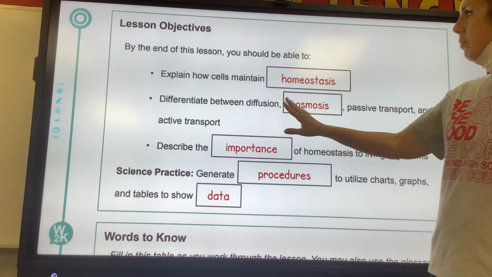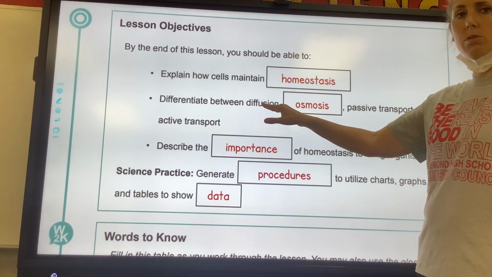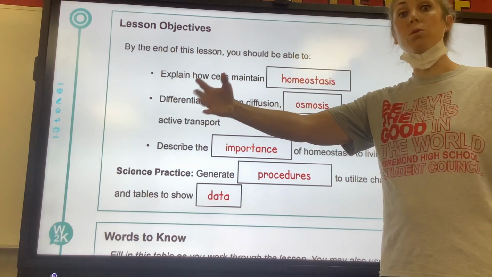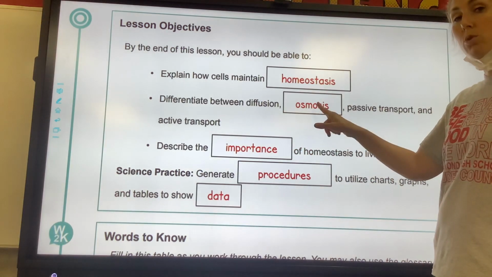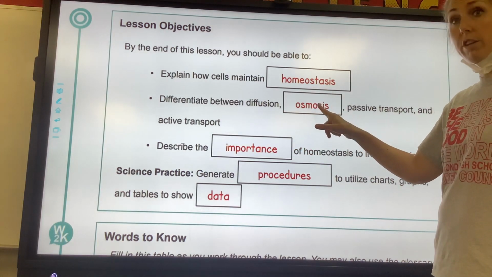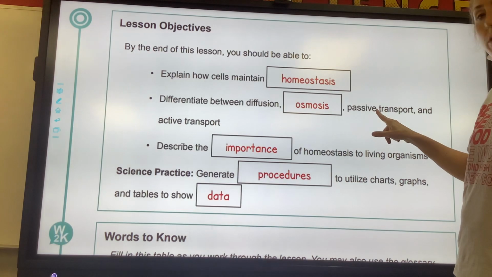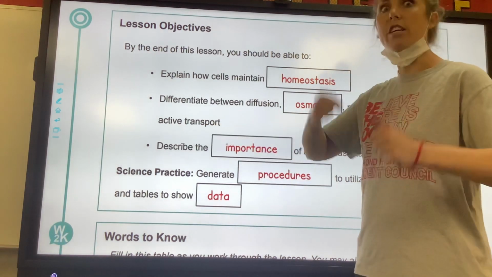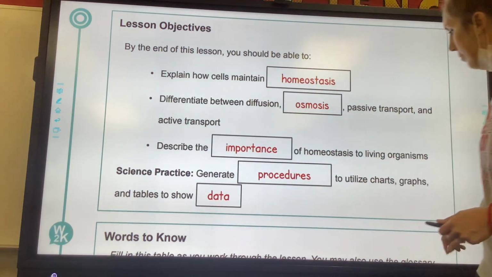Okay, we want to talk about diffusion. Simple diffusion doesn't use energy. Remember, particles diffuse. Osmosis is a special word that talks about when water diffuses. Okay, passive transport does not use energy. Active, like you're active, uses energy.